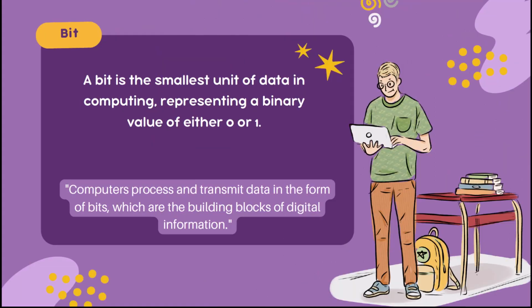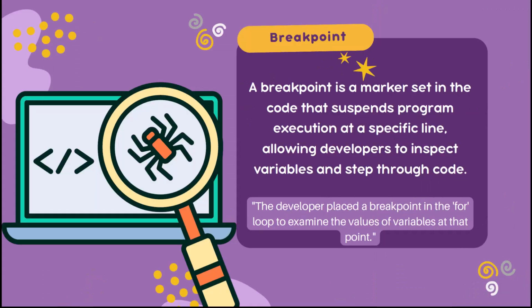Bit. A bit is the smallest unit of data in computing, representing a binary value of either 0 or 1. Example: computers process and transmit data in the form of bits, which are the building blocks of digital information. Breakpoint. A breakpoint is a marker set in the code that suspends program execution at a specific line, allowing developers to inspect variables and step through code. Example: the developer placed a breakpoint in the for loop to examine the values of variables at that point.